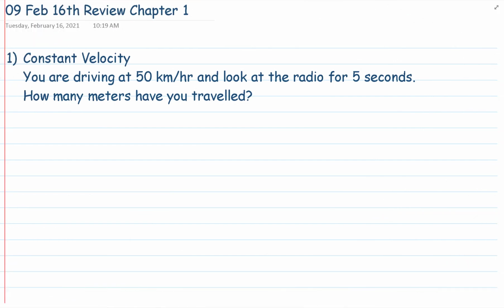Lesson one was on constant velocity. You are driving at 50 kilometers an hour and look at the radio for 5 seconds. How many meters have you traveled? Okay, so the givens that you have are velocity is 50 kilometers per hour, and the time is 5 seconds, and they want distance in meters. It makes sense to convert this 50 kilometers an hour to meters per second.